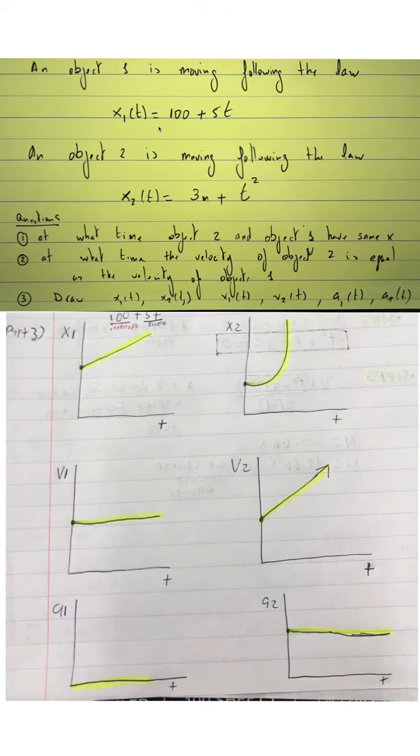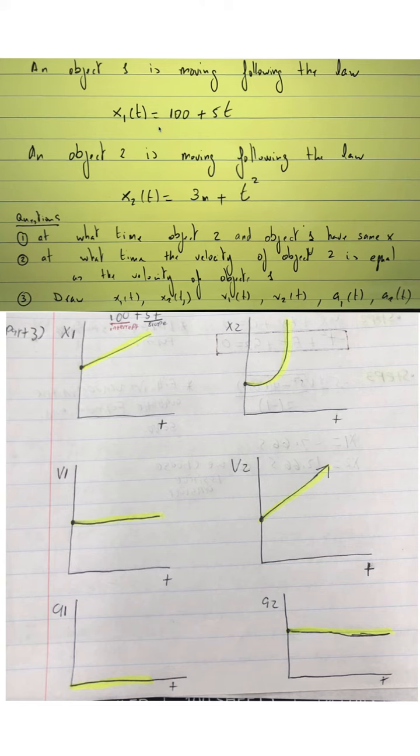Okay, so for this one, they want us to draw the graphs. So x1 uses the formula 100 plus 5t. Using 5t as the slope and 100 as the intercept, we can assume that the graph will look like this.